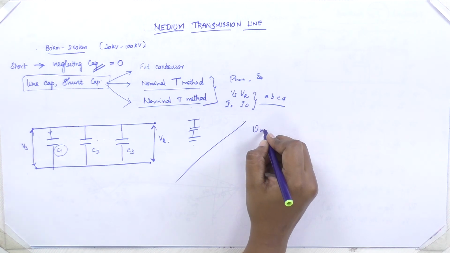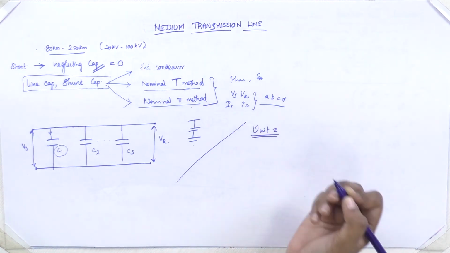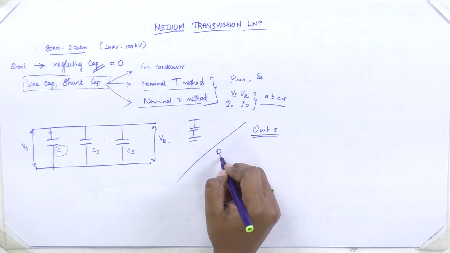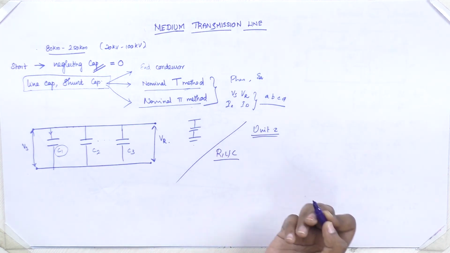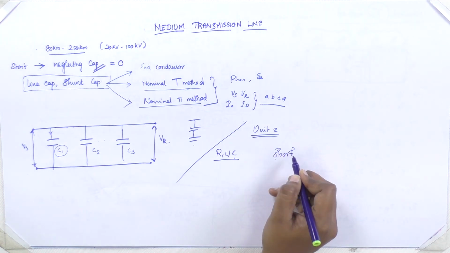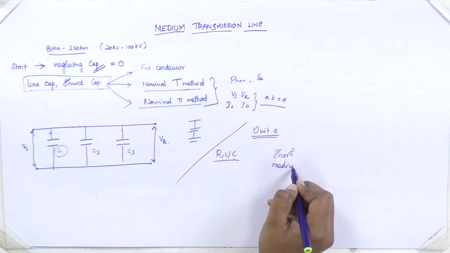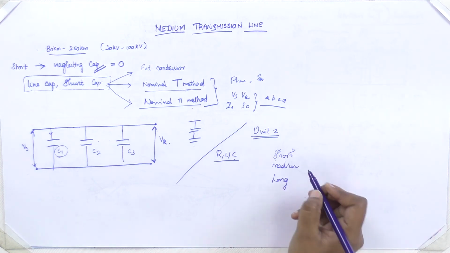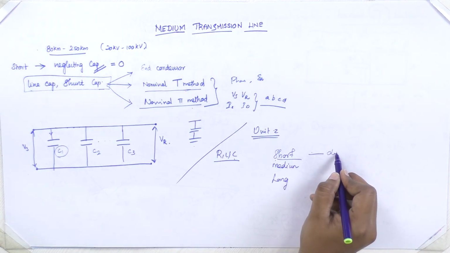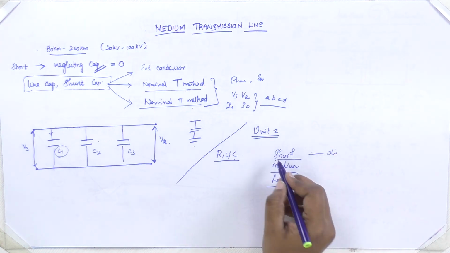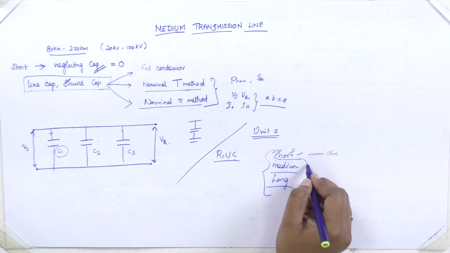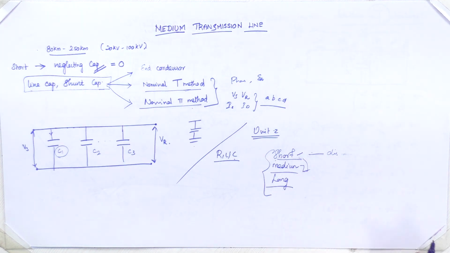Thus our unit 2 is getting over. A short summary of what we have seen: in the first unit we have seen what is R, L and C with a brief introduction, and in the second unit we are going for the short, medium and long transmission line. In short, it is what is the voltage level and what is the distance associated with that, and medium and long, how they are classified, and what is the major difference between short and medium, that is neglecting the capacitance.